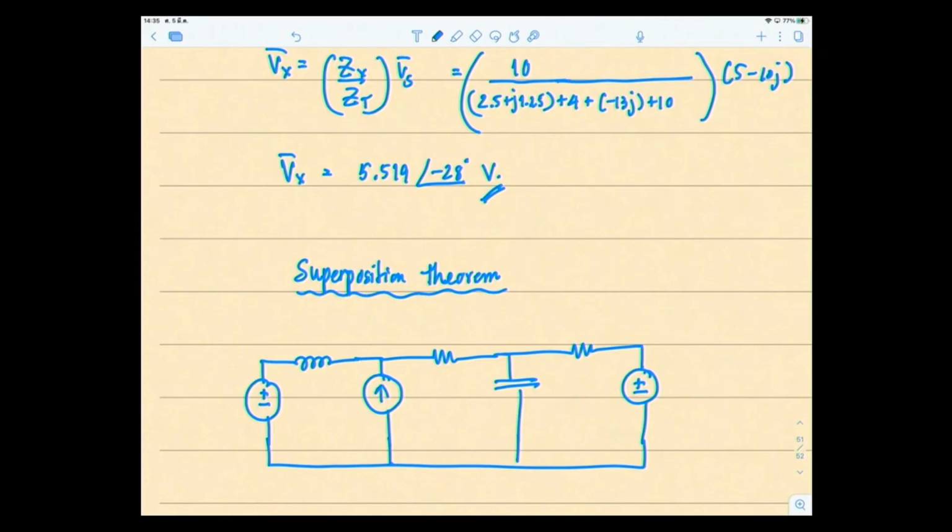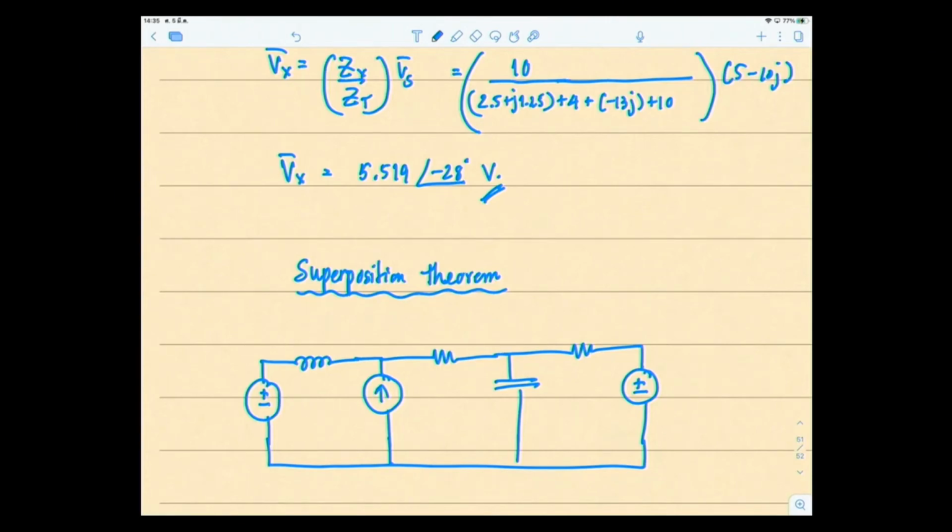Then you do the same thing with the other source that you turned off before. You take the second source, do the same thing, open the other current source, short the other voltage source. Get the answer for the second source acting alone, and then at the end you add all the answers up to get the final answer. So this is superposition theorem. Does it ring any bell?